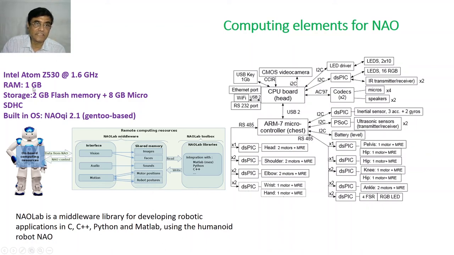Now we have a computing infrastructure: Intel Pentium 1.6 gigahertz frequency, RAM of 1 gigabyte, storage of 2 GB plus 8 GB, Micro SD HD, so it's an extendable storage, built-in OS NAOqi. It also has middleware like NAOLab, a middleware library for developing robotic applications in C, C++, Python and MATLAB using the humanoid robot NAO.